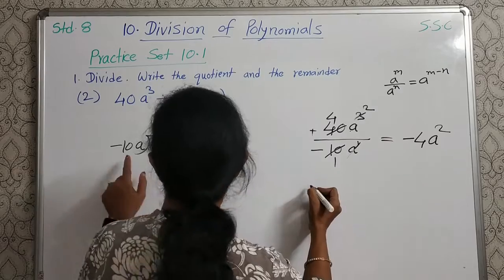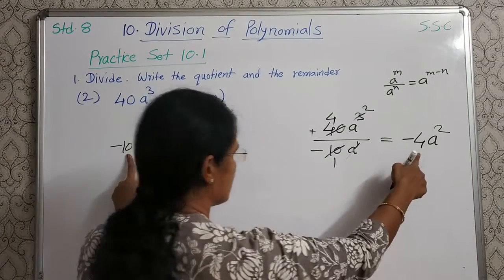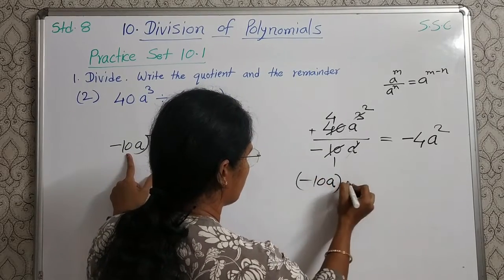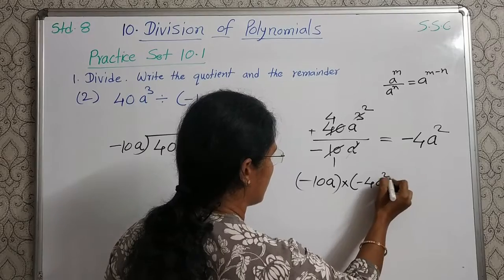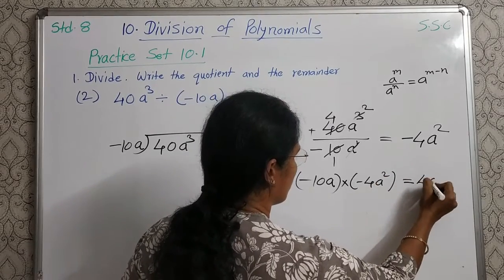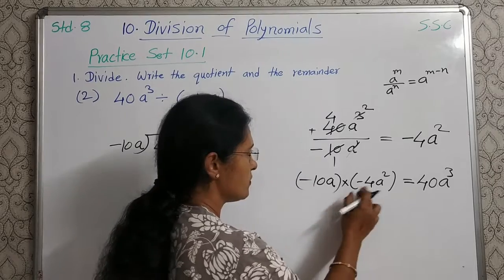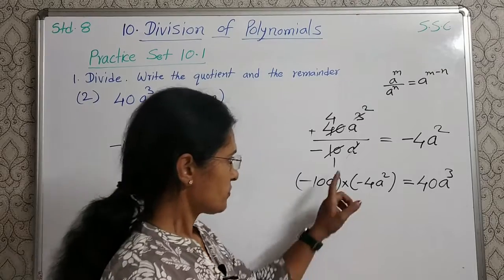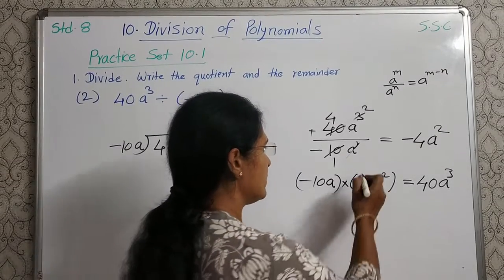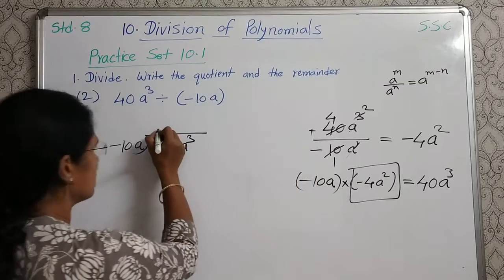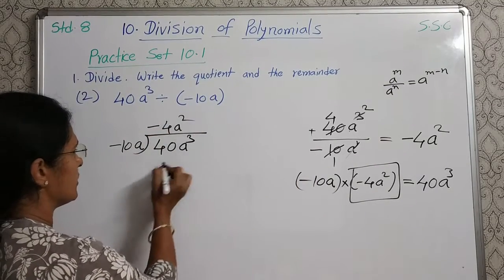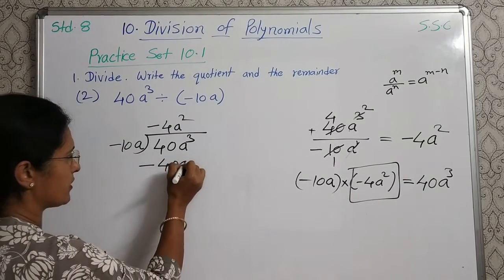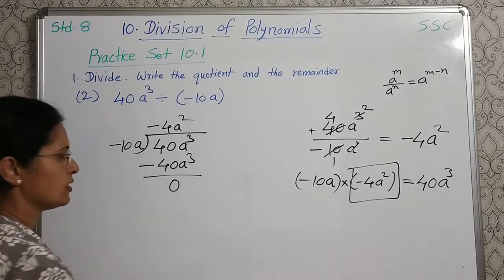It means when you multiply this divisor by this quotient, so minus 10a multiplied by minus 4a square, we get 40a cube. Minus minus plus, 10 fours are 40, a into a square is a cube. Therefore this is the quotient and we write this quotient here, minus 4a square. Now the product of this is 40a cube, we write here and subtract. Now the remainder is 0.